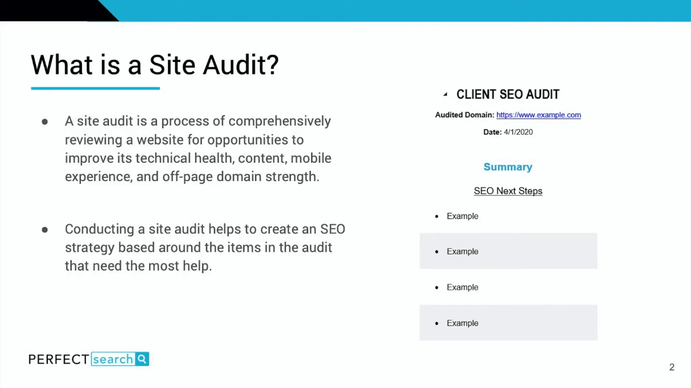So before we start on a site audit, we do have that audited domain at the top, the date that the site audit was conducted, and then on the first page, we do have a high-level summary of the next steps for the SEO team. In this example, we have 4 next steps, but typically this is the 3 to 5 areas that we found to need the most work. So we want to point those out right in the beginning as kind of a general overview of what we'll be working on after conducting this audit.